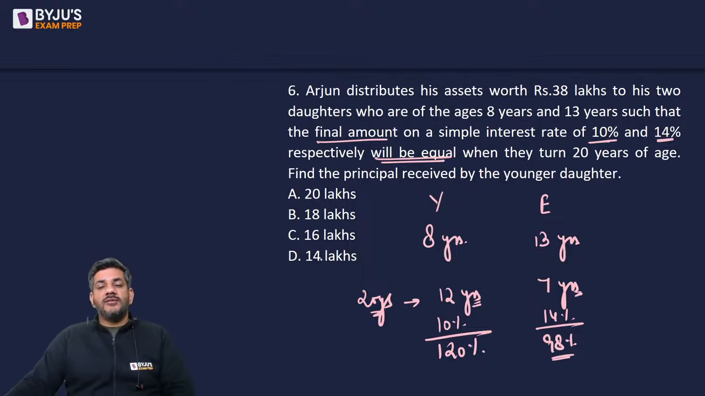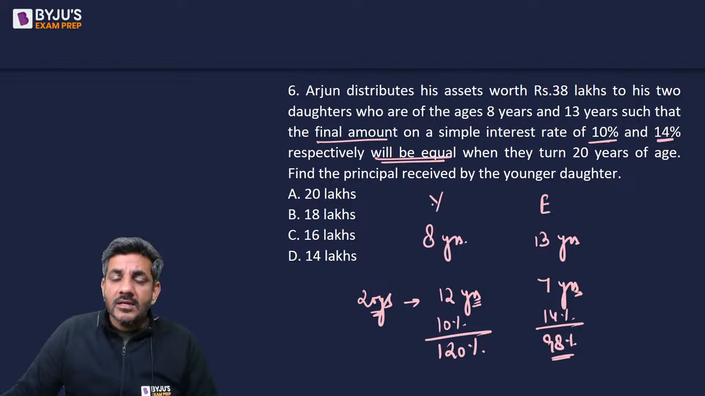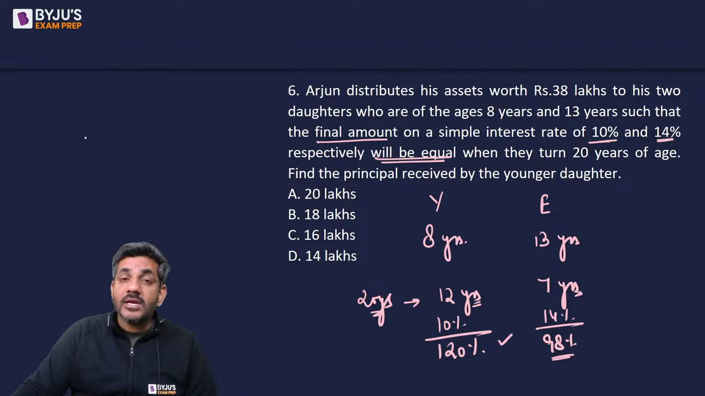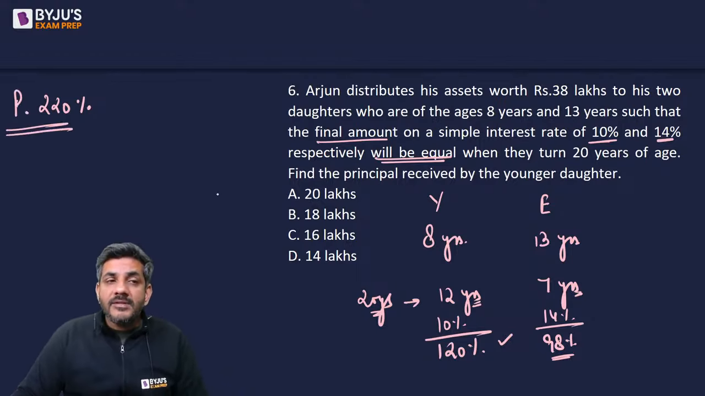Find the principal received by the younger daughter. I do not know what the principals are, but the point is the younger daughter had an interest of 120%. So can I say her principal will become 220% by the end? The principal of the younger daughter would become 220% by the end.